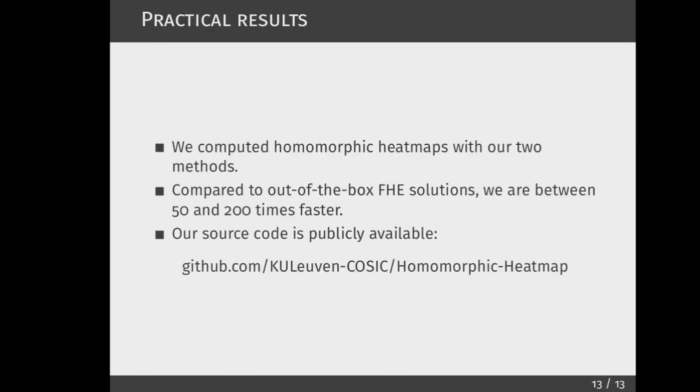We implemented both the full domain and the split domain methods using C++. And we used it to compute these homomorphic heat maps. So compared to the out-of-the-box FHE solution that I discussed earlier, our methods are around 50 and 200 times faster. And our source code is available on this GitHub repository, so anyone that wants can go there, download, and play with it.